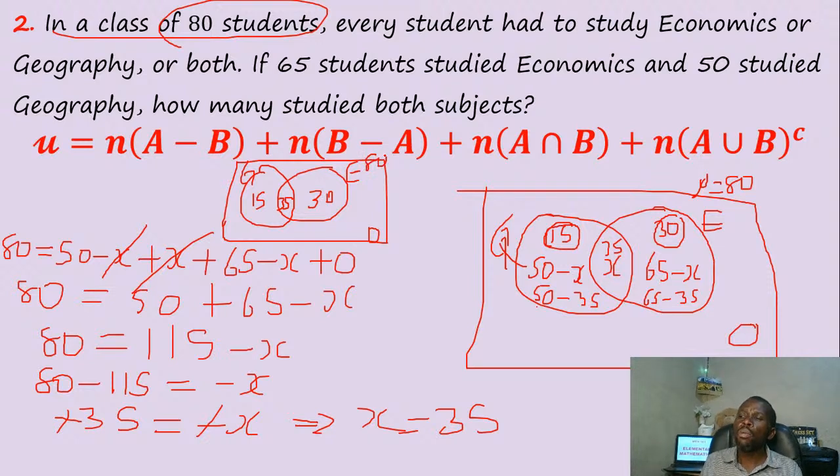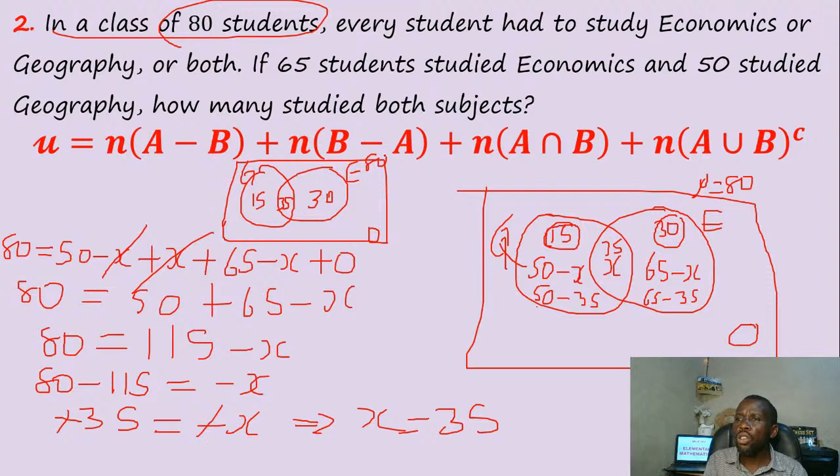So what happened now is that if you had everything inside that rectangle, if you add all the values we have got inside that rectangle, it must give you 80. 15 plus 35 plus 30 plus 0 must give you 80. Now, when you add everything together, you get 80. After you have gotten this, then we can go to the question and start getting our answer.